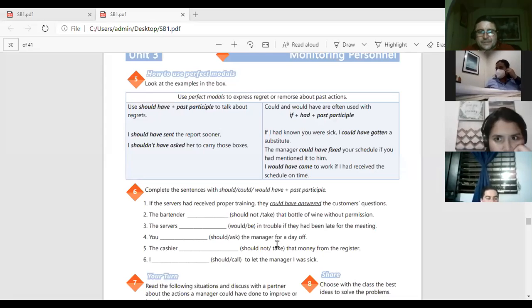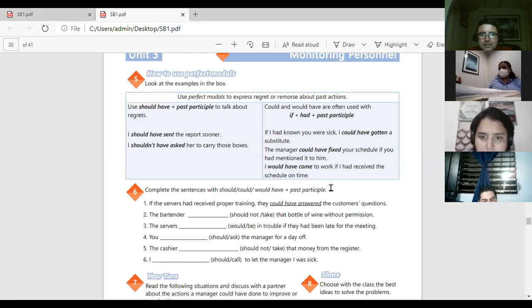So which one are you doing? Number three. The servers would have been in trouble if they had been late for the meeting. Yes. Would have been. Would have been in trouble if they had been late for the meeting.